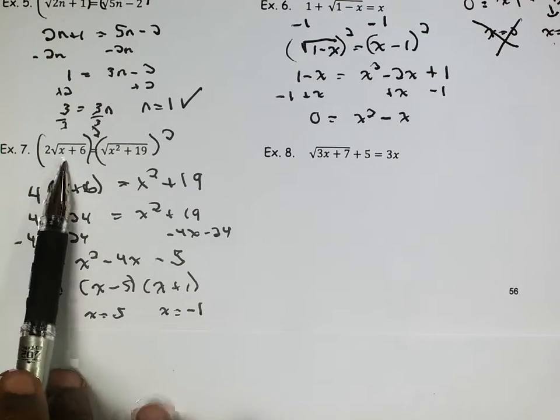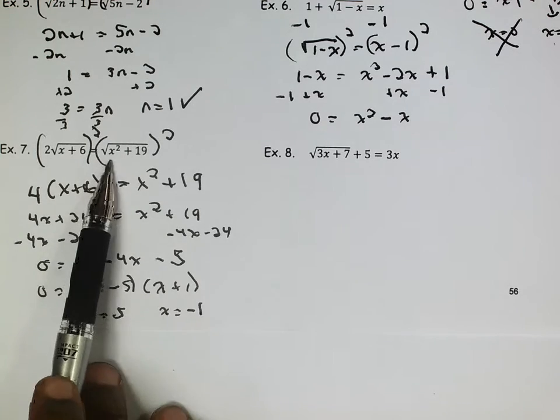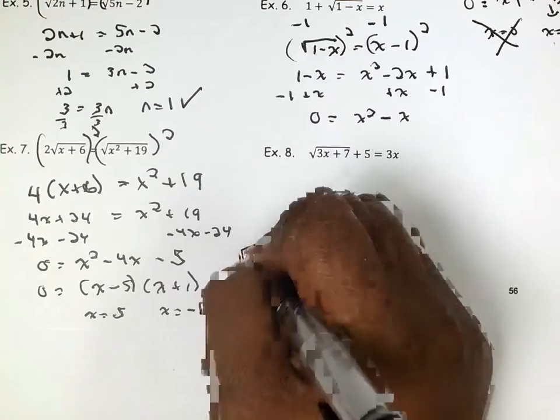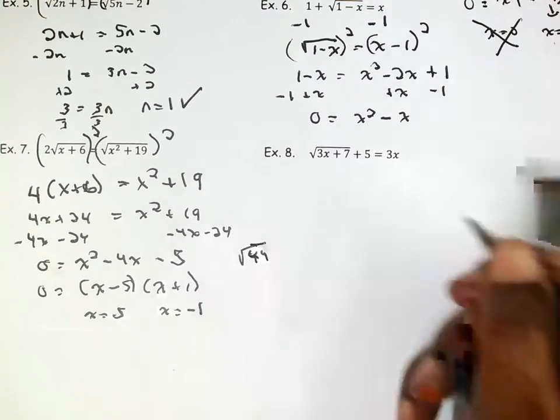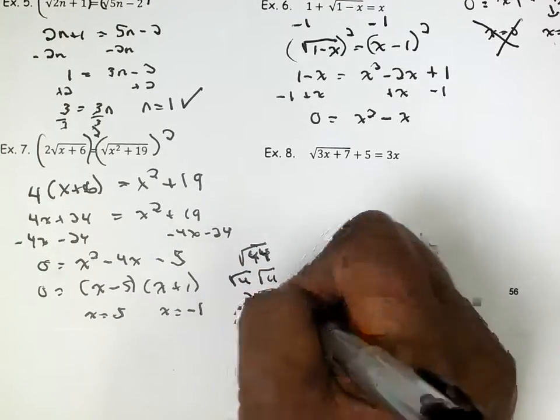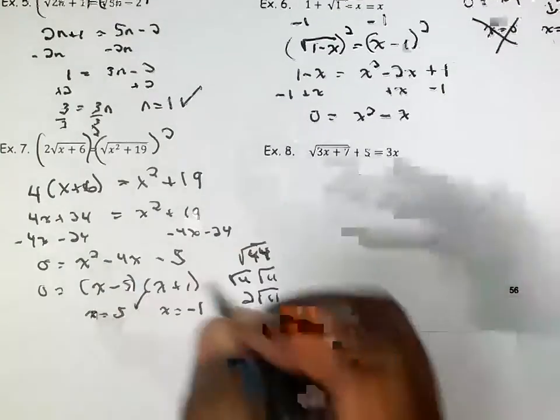When I plug in 5 here, I get 2 times the square root of 11. When I plug in 5 here, I get 25 plus 19 inside, which is 44. Well, if you break down 44, it's 4 times 11. So I get 2 square roots of 11. So even though it didn't look like it matched, after I simplified, it did match. So the 5 is fine.